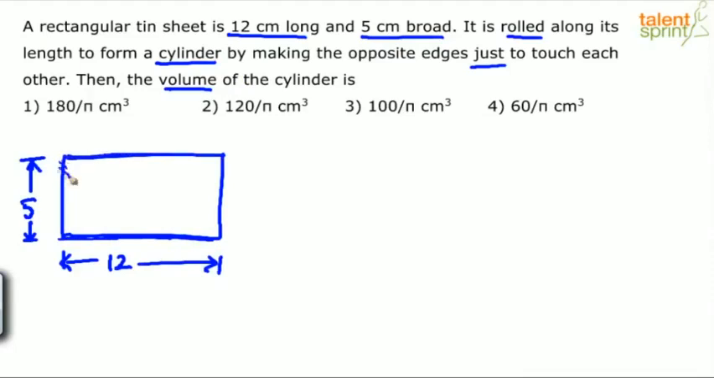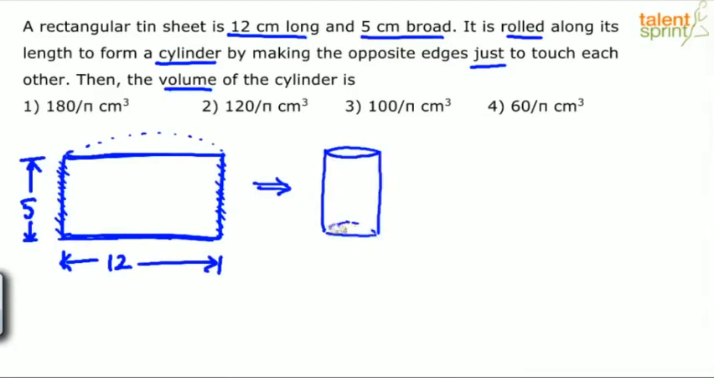So which edges would touch? These edges. See, this edge and this edge will be made to touch each other. Getting it? So basically you will form a cylinder. These two would be connected. So what would we get? After rolling it, we'll get a cylinder. Remember, since the sheet has been rolled along its length, the height of the cylinder will be 5, right? Now, what has happened to this 12? This 12 centimeter length will now become the circumference of the rim of the cylinder.